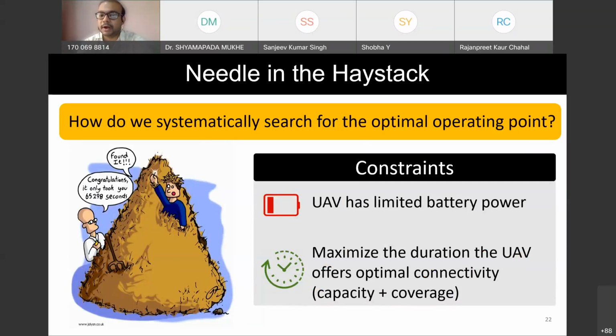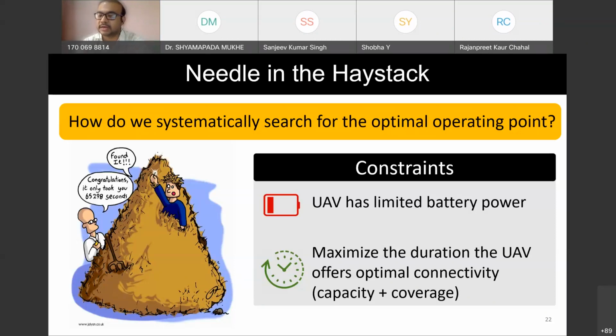And we don't want to waste our time searching for the optimal location, right? Rather, we want to go and park at that location and give connectivity to the clients. We want to give networking support to the clients rather than wandering around and looking for an optimal position. So we want to finish searching for the optimal operating point as soon as possible under these constraints. And these are the reasons we make this problem interesting to look at.